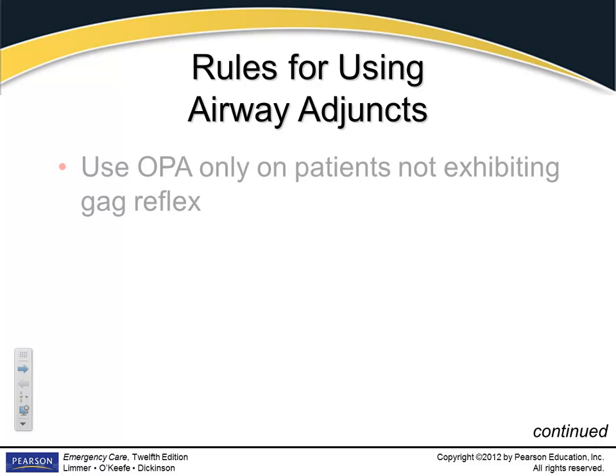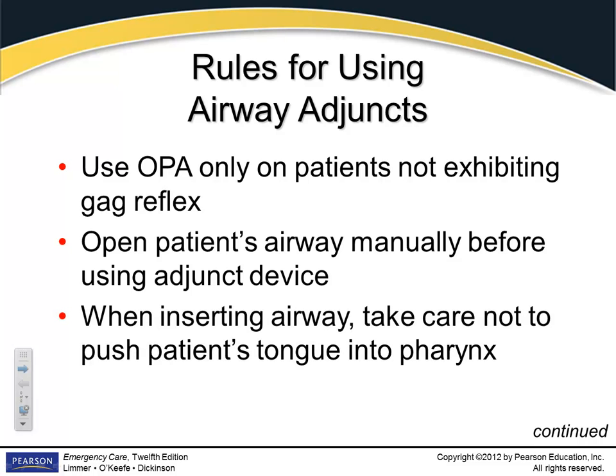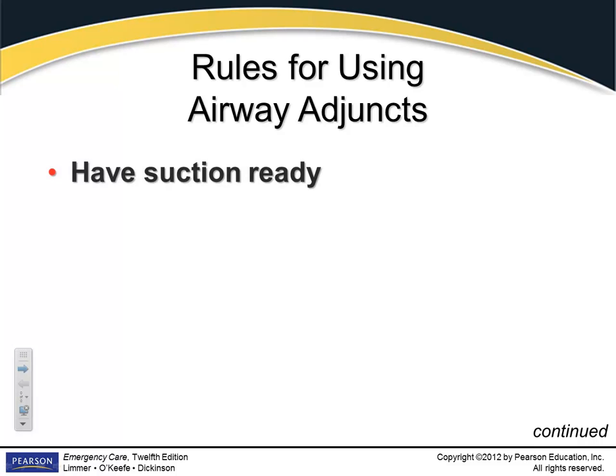Okay, rules for using airway adjuncts. Only use the OPA in a patient not exhibiting a gag reflex. That means if they have a gag reflex, you're pulling that thing out. If they are talking to you, are they going to accept an oral airway? No. Open the patient's airway manually before using the device. Make sure you don't push that tongue down their throat. Remember we talked about that last week too.